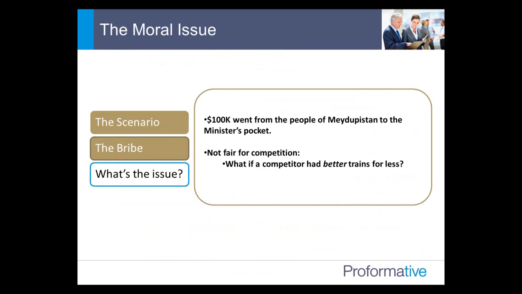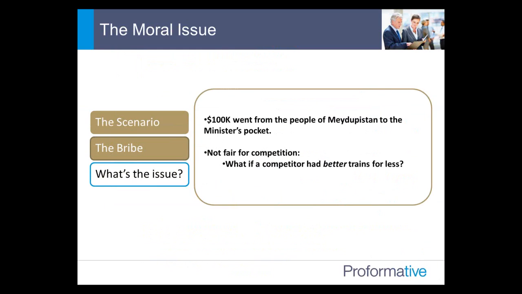And secondarily to that, it's not fair for the competition. So what if there was a competitor out there that was also part of that proposal process that had better trains, and they were willing to offer them for less, but they were not willing to own up to the government minister's request for a donation to his favorite charity. And so that ultimately becomes the major issue behind why the FCPA exists.